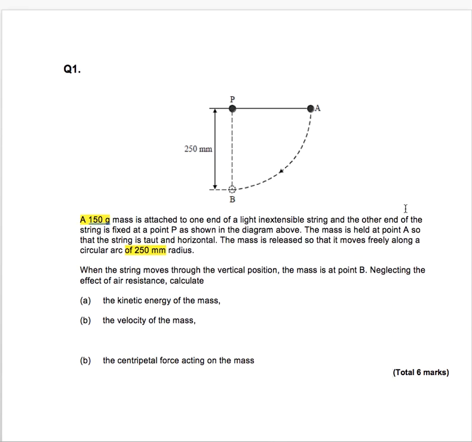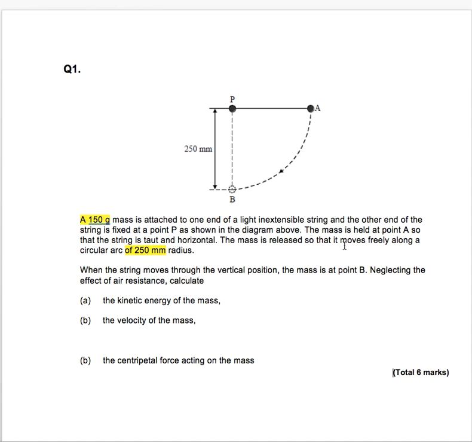Okay, so a worked example for you then on circular motion, although it's only this last bit that's actually circular motion, but that's okay. So we have a 150 gram mass. I highlighted 150 grams because that's important. It is attached to one end of a light inextensible string. That means it's not going to stretch. And the other end of the string is fixed at a point P, as shown in the diagram above.